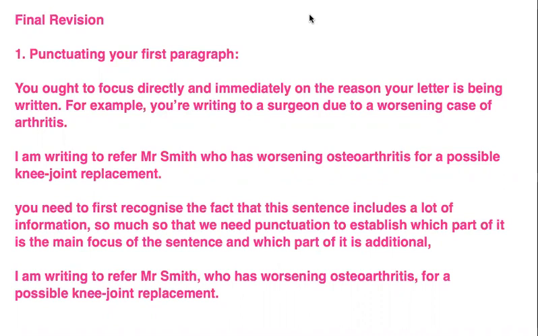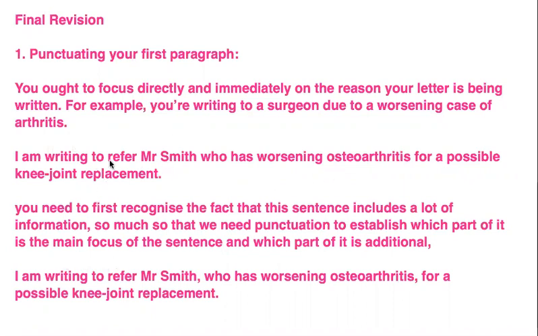For example, if you're writing to a surgeon due to a worsening case of arthritis, for example, I'm writing to refer Mr. Smith, who has worsening osteoarthritis, for a possible knee joint replacement. طبعا this sentence include too much information, okay, وما ينفعش إنها تكون بالشكل ده خالص. So I have to add زي ما اتفقنا قبل كده the inserter comma. احنا طبعا خدنا 5 types of commas: inserter commas, introducer commas, listing commas والكلام ده كله. فاحنا هنا المفروض نستخدم الانسرتر comma.